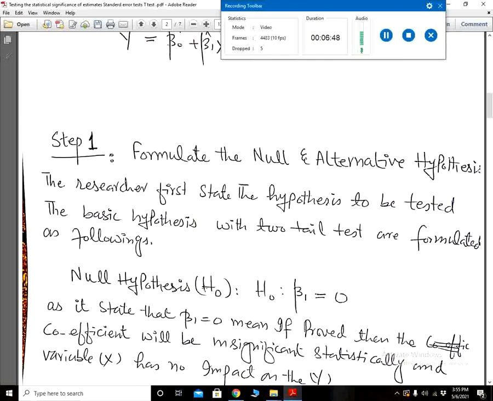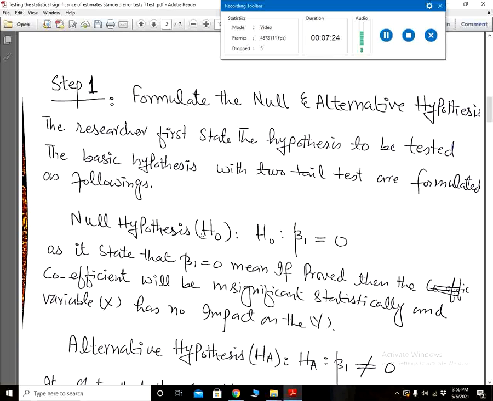Step 1. The foremost step in every hypothesis testing procedure is to formulate the null and alternate hypotheses. What will be the null and alternate hypotheses? In regression, in estimating the coefficients of regression beta naught and beta 1, usually our null hypothesis is H naught: beta 1 is equal to 0.